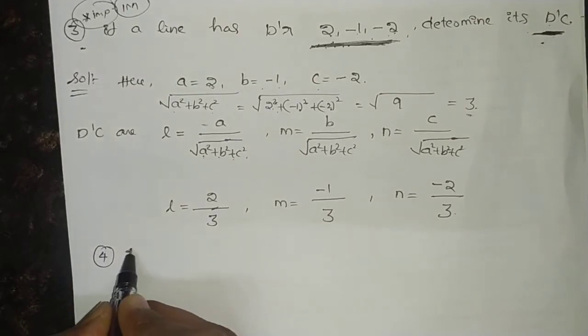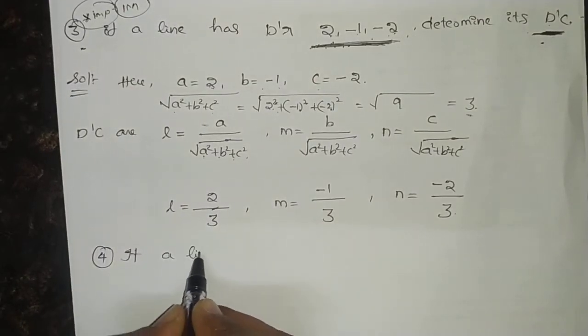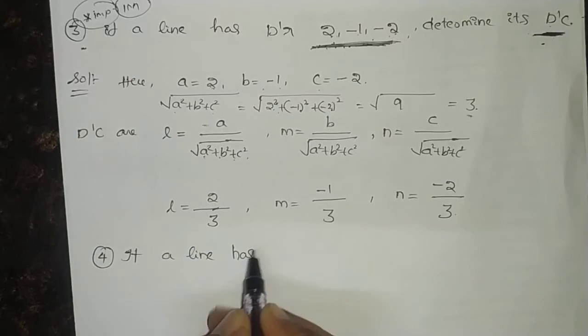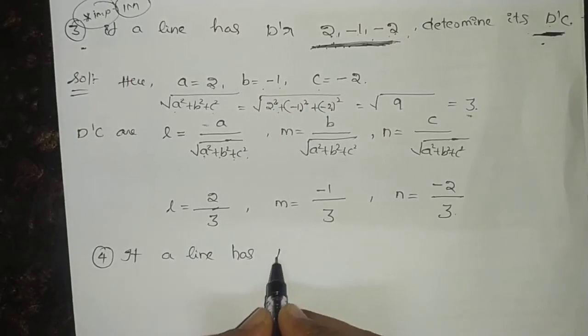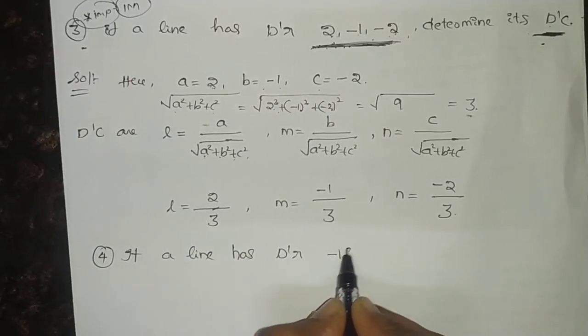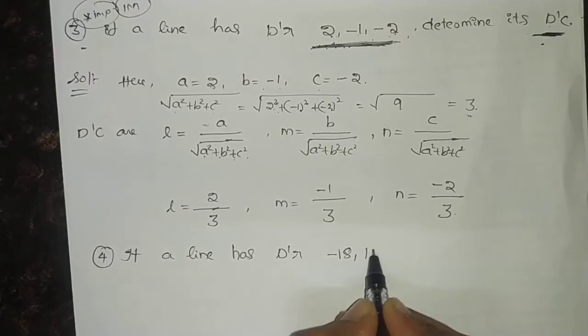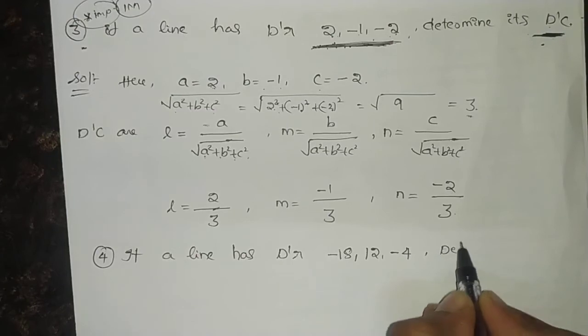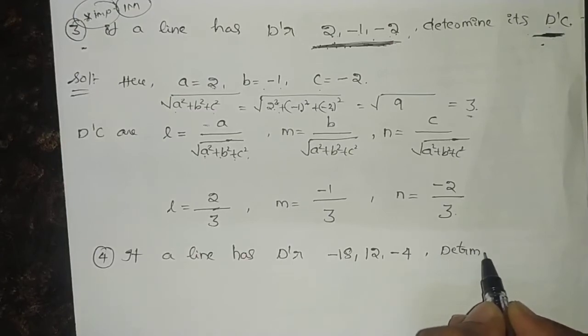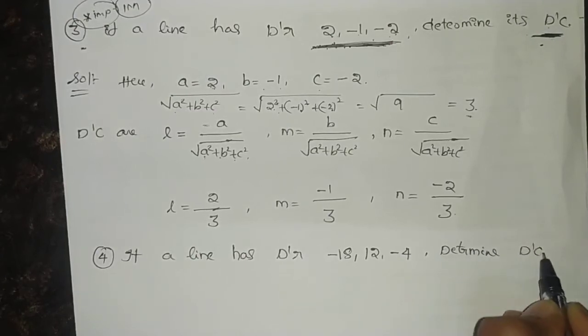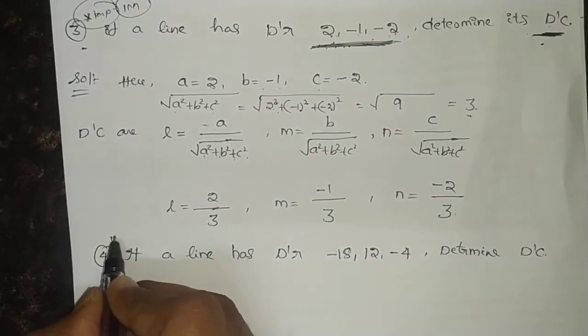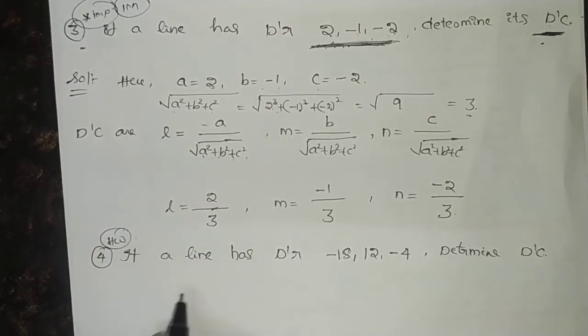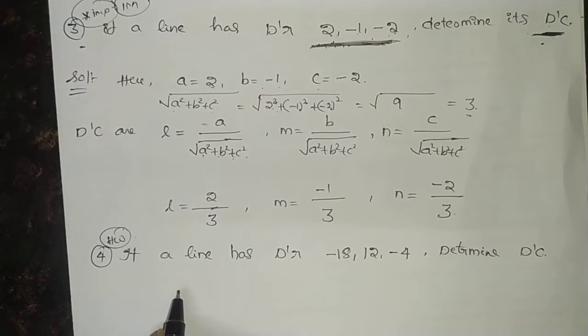If a line has direction ratios -18, 12, -4, determine its direction ratios. Determine its direction cosines. It is a problem homework for you. Kindly do this problem at your home.